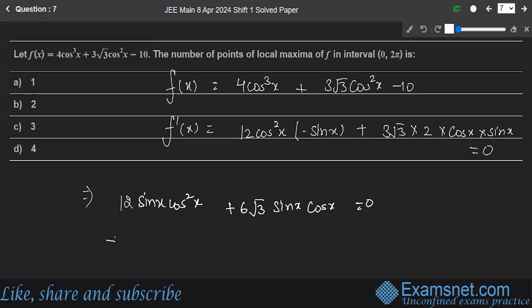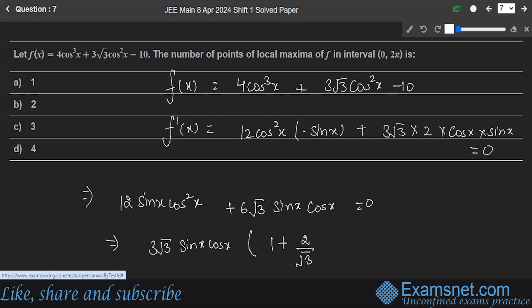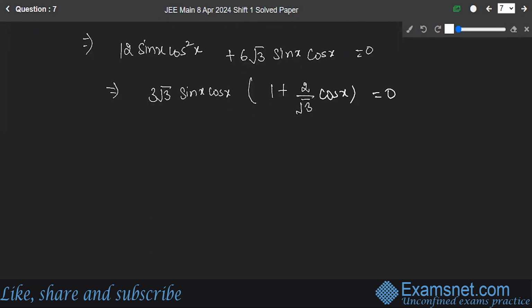Correct. Let's take 3√3 sin x cos x common. 1 plus this will be 2 upon √3 cos x, equal to 0. So there are three conditions. First is sin x may be equal to 0, or cos x may be equal to 0, or cos x may be equal to minus √3 by 2.